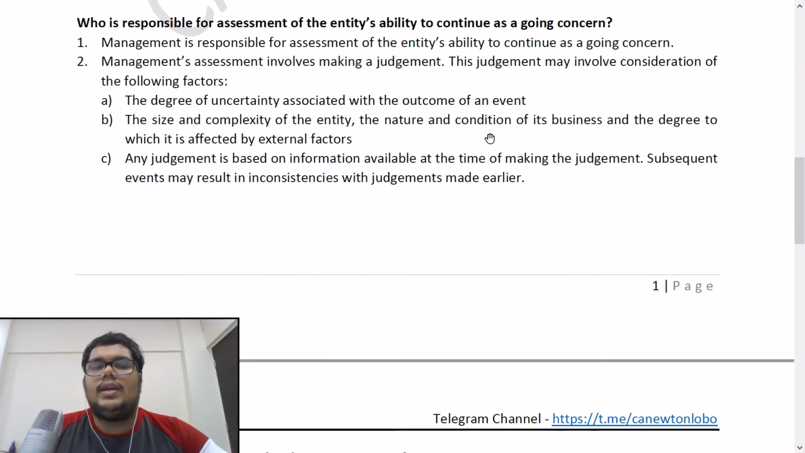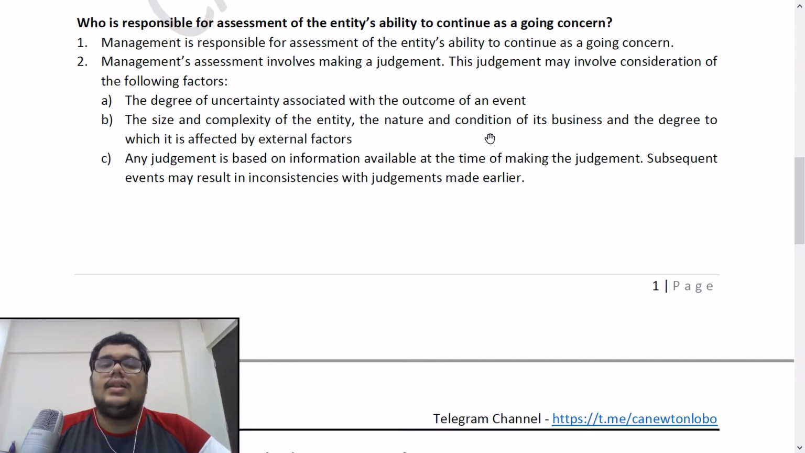Point number 2, management's assessment involves making a judgment. Obviously, going concern, nobody can say that the going concern will hold true. Nobody knows if an earthquake is going to come tomorrow, but you make a best case judgment today, that on the factors or the indicators available today, you feel that the going concern may continue or may not continue, right? So next, this judgment may involve considerations of the following factors. So the management may consider the following 3 factors while making their going concern assessment. Factor number A, the degree of uncertainty associated with the outcome of an event. This could be a litigation or a claim, and the degree of uncertainty associated with its outcome.